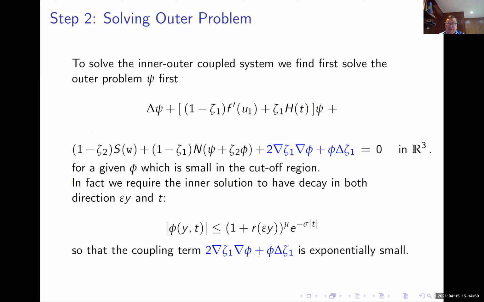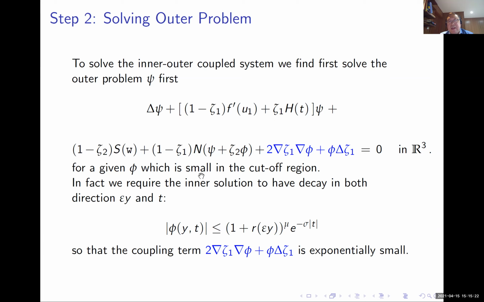Okay, so I have done the first step. I divide the problem into an inner problem and an outer problem. To solve the inner-outer coupled system, I fix the inner problem first. Suppose I have a good solution for the inner problem. Then I want to solve the outer problem in terms of the inner problem.